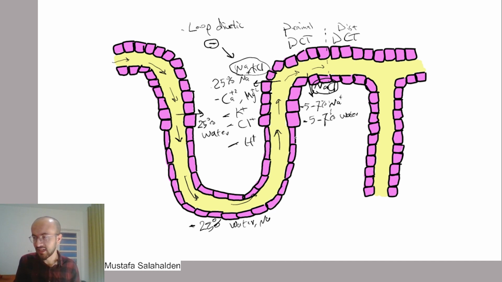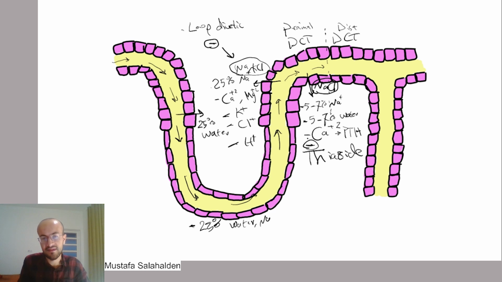and we would also reabsorb some of the calcium here by the action of the parathyroid hormone. So calcium is also reabsorbed here in the proximal part of the distal convoluted tubule by the action of the parathyroid hormone. And the diuretic group that works on this part is called the thiazide diuretics, and the thiazide diuretics would antagonize the NaCl transporter. So we would lose 5 to 7% of Na, and we would lose 5 to 7% of water. And this is the most used diuretic group. It is used for hypertension mostly.